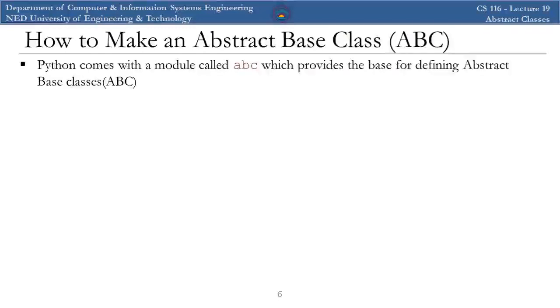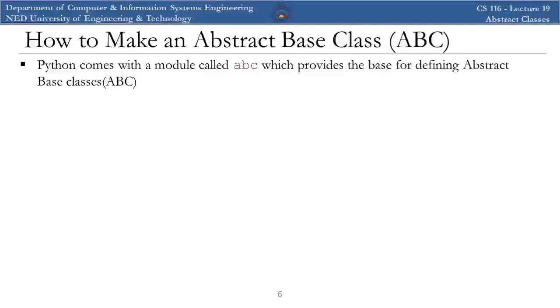Now, Python is very well known for its packages and modules, that it has a package or a module for almost everything that you think of. So it has a module for defining abstract classes as well, and this module is called ABC. ABC stands for abstract base class. So whenever we make an abstract class, we call it ABC, abstract base class.